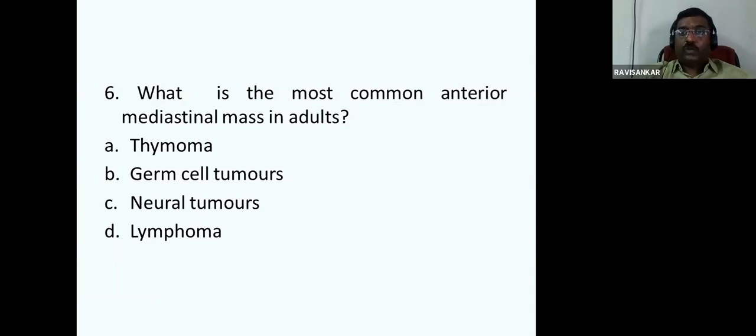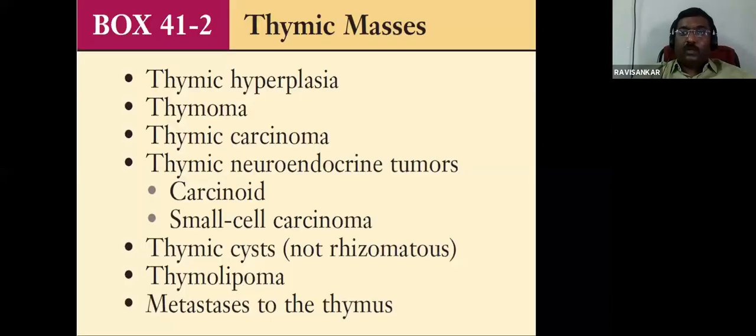So, what is the most common anterior mediastinal mass in adults? Thymoma is the most common anterior mediastinal mass. The thymic masses can be of multiple types. The most common will be the thymoma. The second will be the thymic carcinoma. The other rare variants are the neuroendocrine tumors, like the thymic neuroendocrine tumors.